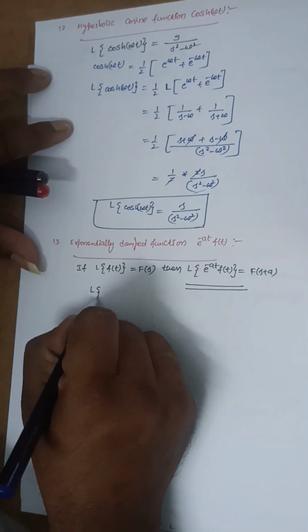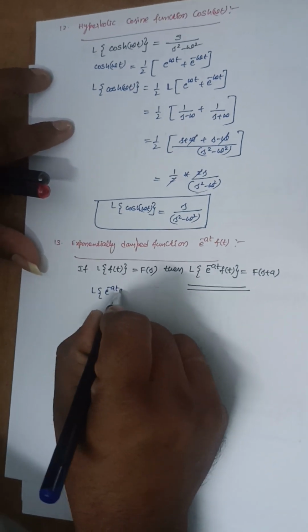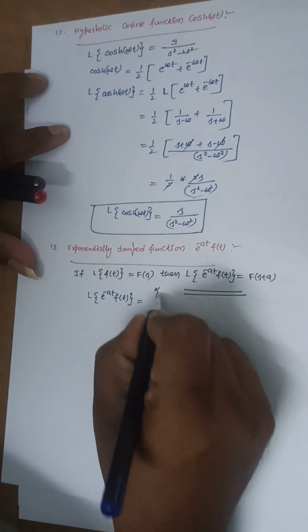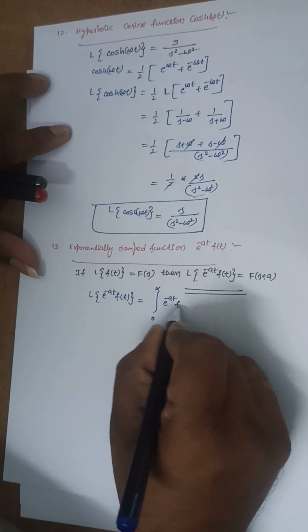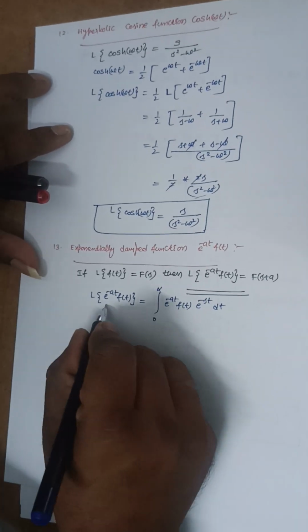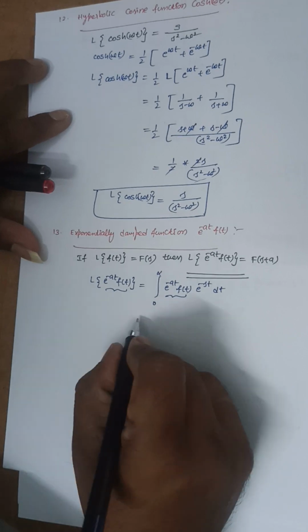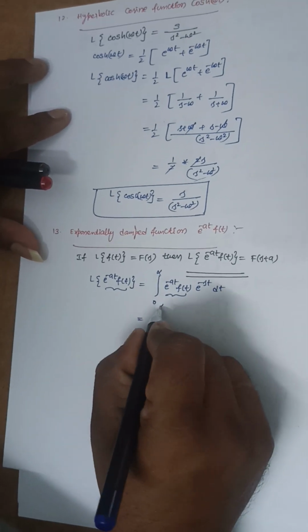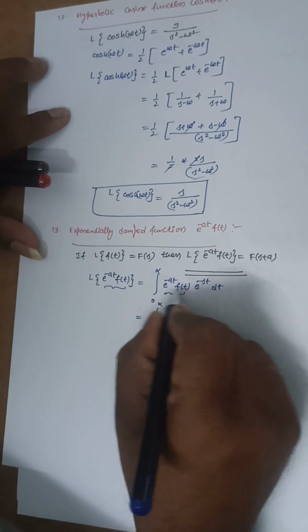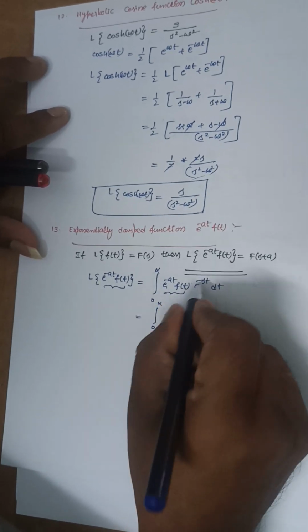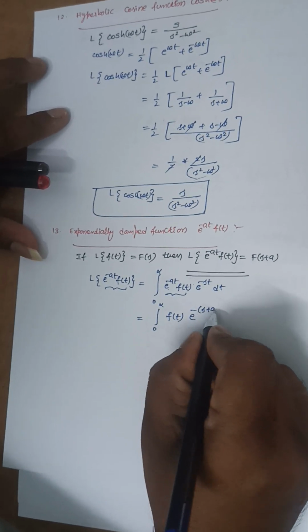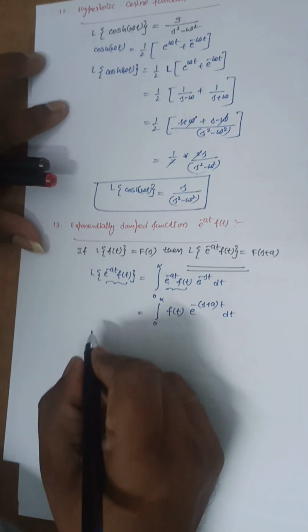Here, the Laplace transform of e power minus at f of t is equal to the integral from 0 to infinity of e power minus at f of t e power minus st dt. Here this is a function f of t. The bases are the same, so I can add the powers: e power minus (s plus a) t dt.